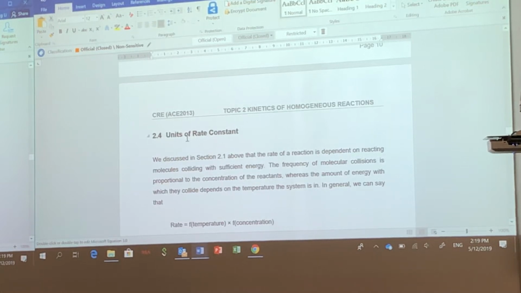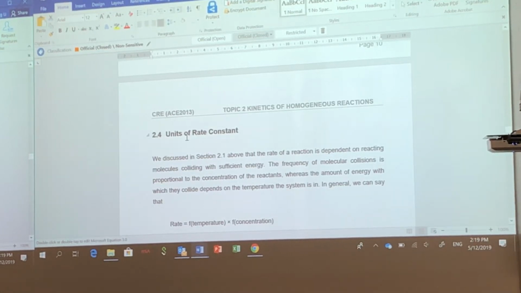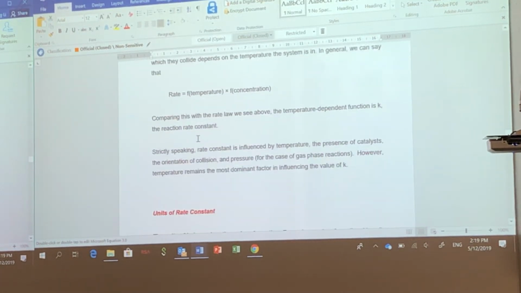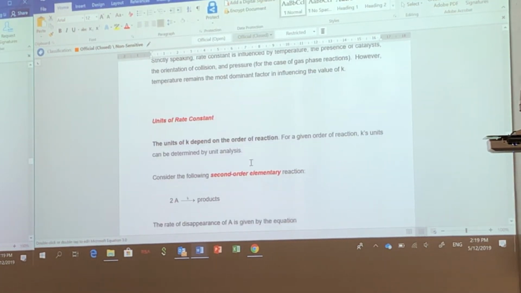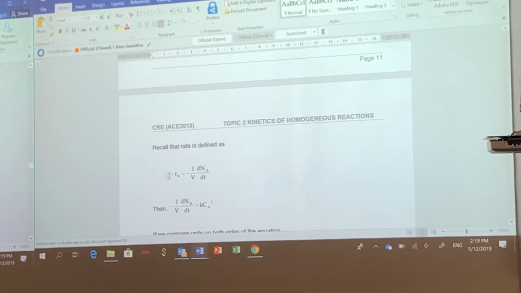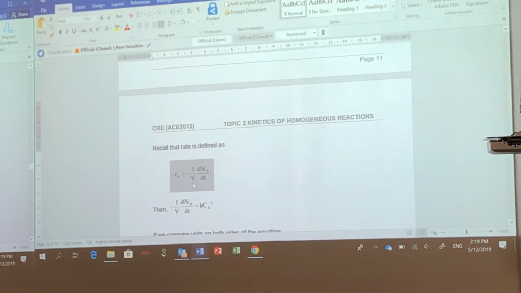Units of the rate constant, you have learned a lot already. I'm sure you are able to do it, no matter first order, second order, or any other orders. You should be able to find it for all types. Anyway, if you forget, can you all come back here? You see, this is the basic definition of the reaction rate. So from here, very easily you can tell what the rate units are.